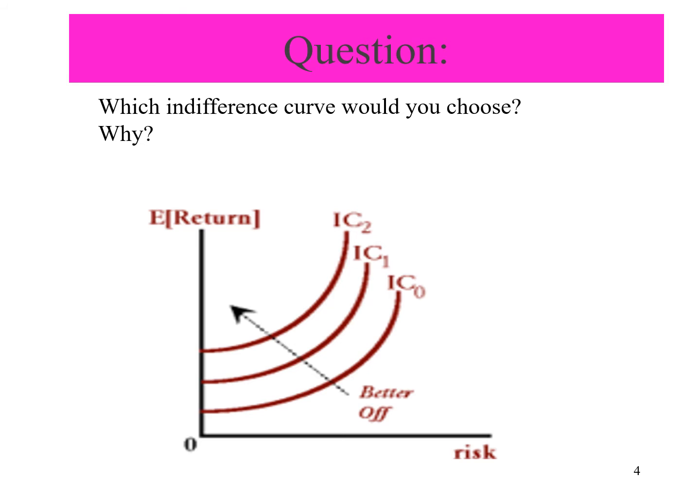Let's have a quick quiz to test your understanding. Which indifference curve would you choose? Why? The answer is IC2. Indifference curves that are to the northwest of any other curve represent higher levels of utility. A portfolio with a higher level of return for the similar level of risk makes the investor better off.